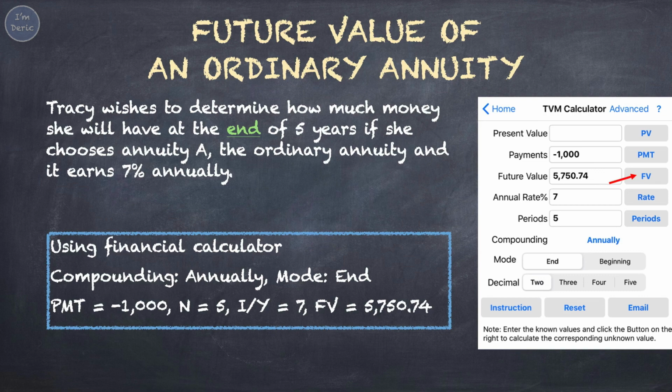Using financial calculator, set annually compounding, and set end mode. Then key in PMT equals -1000, N equals 5, IY equals 7. Last step, press FV, you will get the answer. Positive FV means this is the money that you will receive after 5 years.